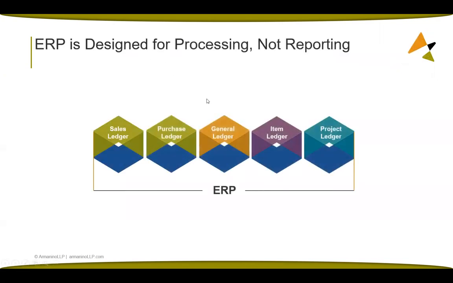ERP systems are designed for processing of data and the workflow associated with it, not necessarily for reporting. Because of this, the ERP system will have a collection of many different tables, and to organize these, I'll use the term subledgers. So we have the sales subledger, purchase subledger, the inventory subledger, project subledger, and so on. And the information in these underlying tables will then be summarized and posted to the GL itself.